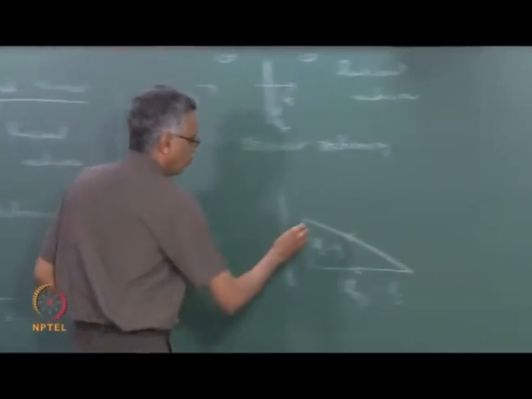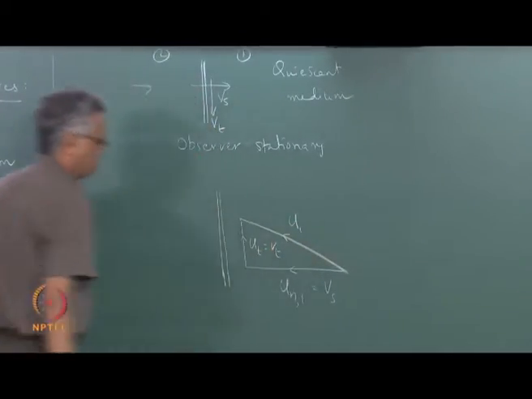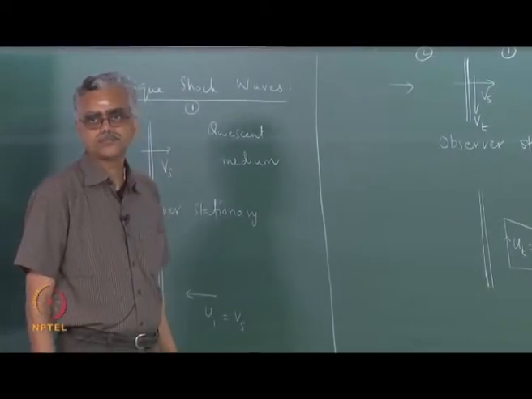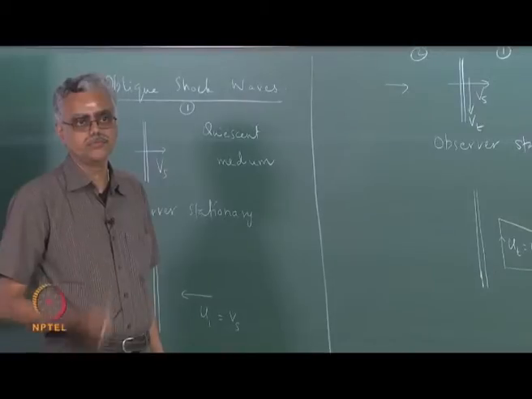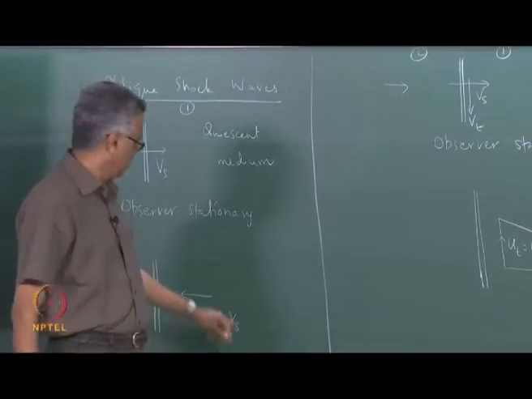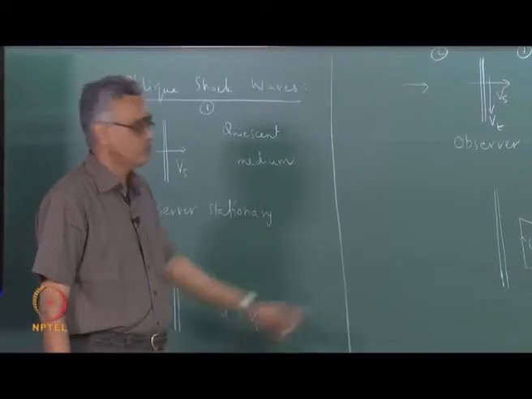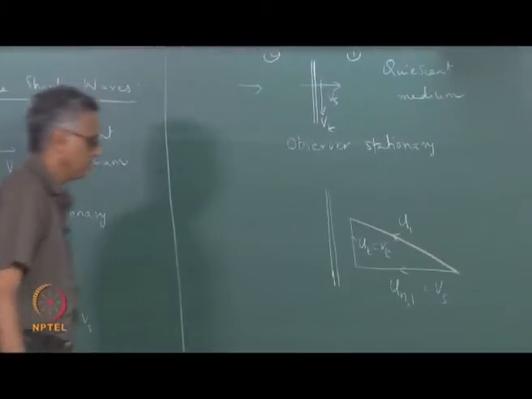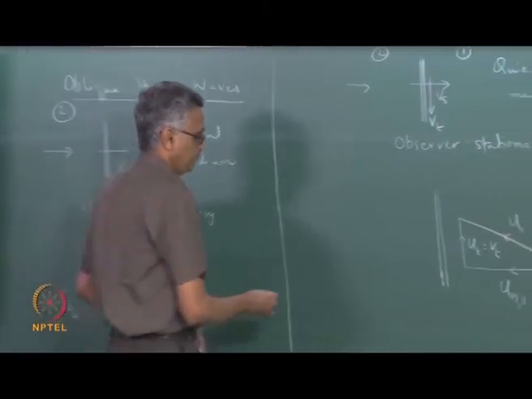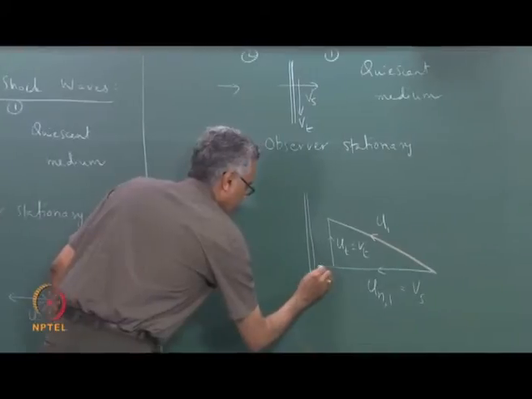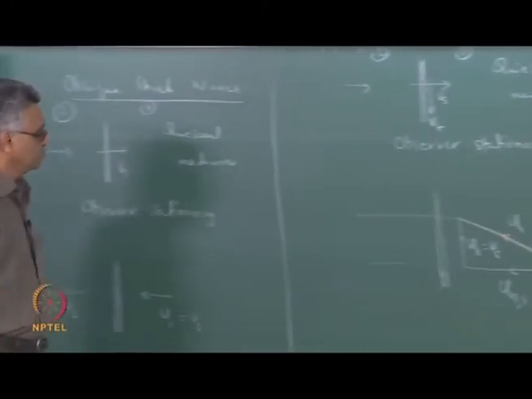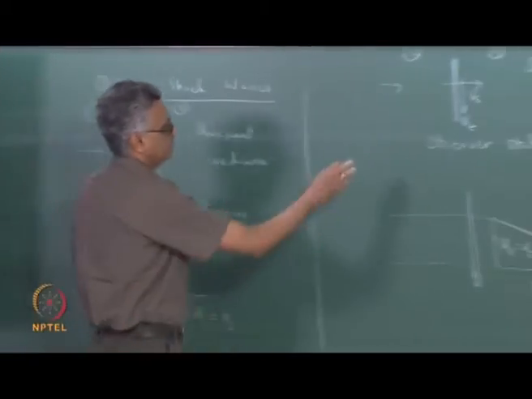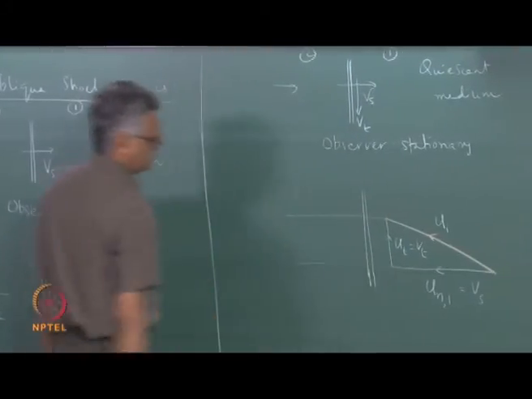So this is u1, this is vector u1. Notice that u1 is not normal to the shock wave. Here u1 is normal to the shock wave, here u1 is not normal to the shock wave. Now what happens to the flow after the passage of the shock wave?